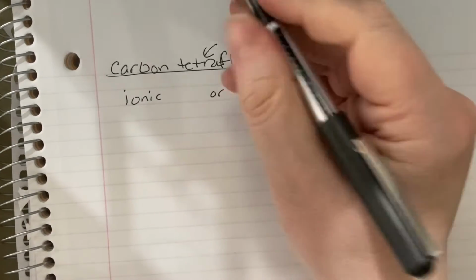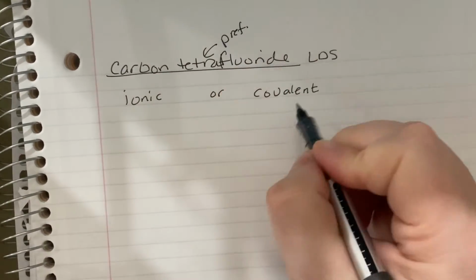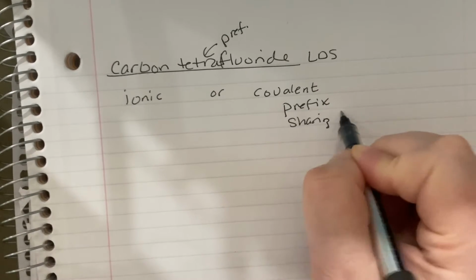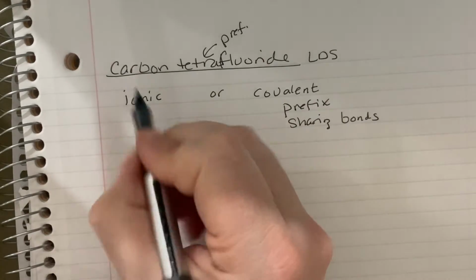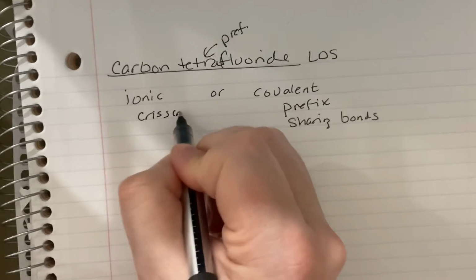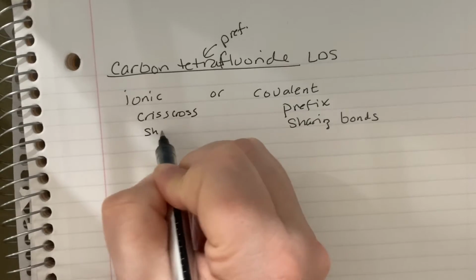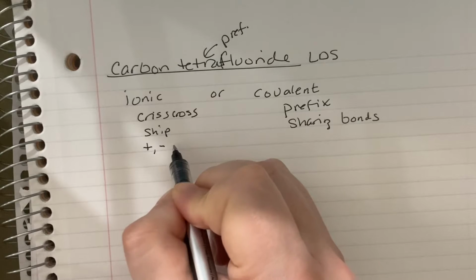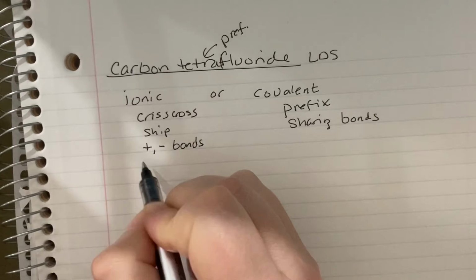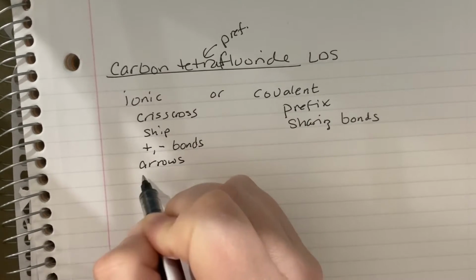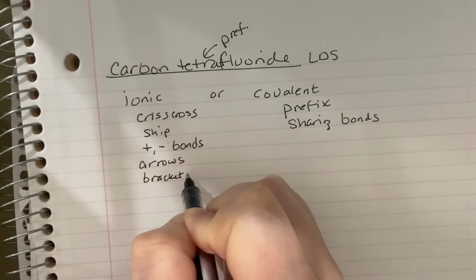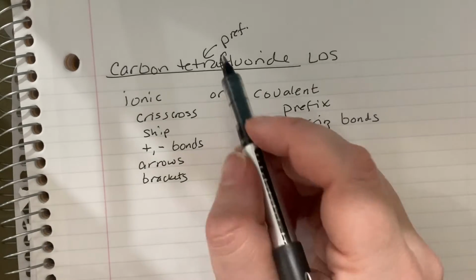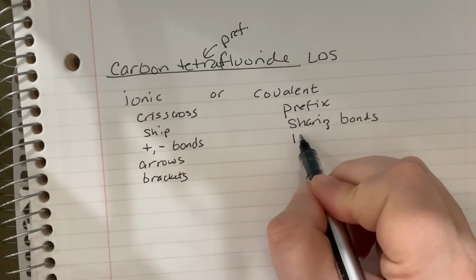I see that I have prefixes. That means it's covalent. So I'm going to have sharing bonds. If it was ionic, it would be the crisscross, or the shipping them together, and those ones are plus minus bonds, where we have arrows and brackets. Okay. Covalent prefixes. What's the other thing that I know that would be covalent?